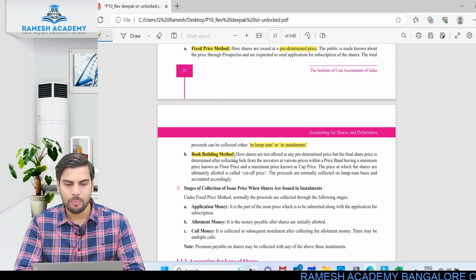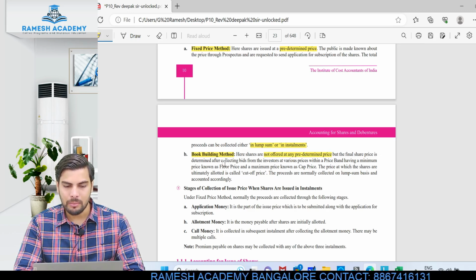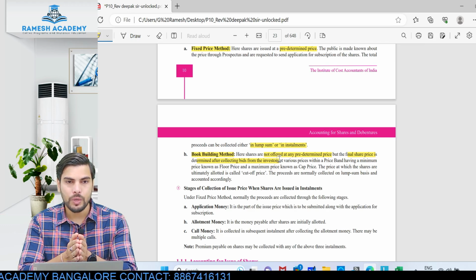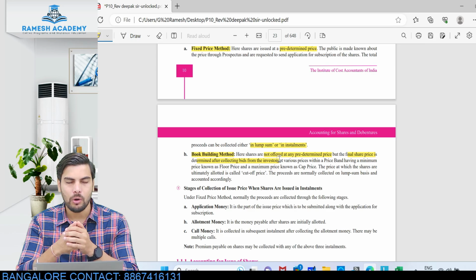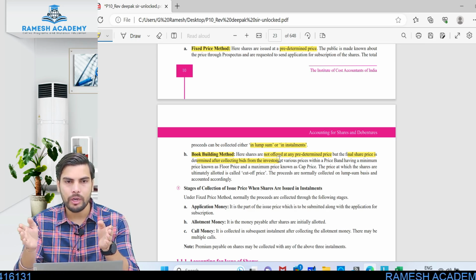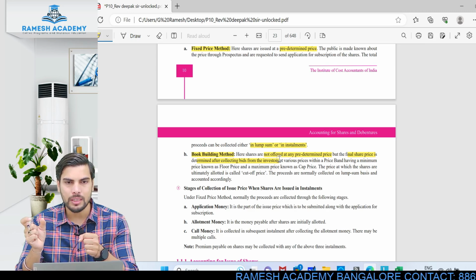Let's understand what exactly the book building method is. Here shares are not offered at a predetermined price, exactly the opposite. The final share price is determined after collecting the bids from the investors at various prices. There will basically be a bandwidth. Say we'll be issuing the share somewhere between 20 rupees and 60 rupees, and I'll allow the public to bid for it. A few people will say we'll purchase at the lowest bid, 20. A few will say we are ready to pay even 40. So there will basically be a price band, a range from 20 to 60.